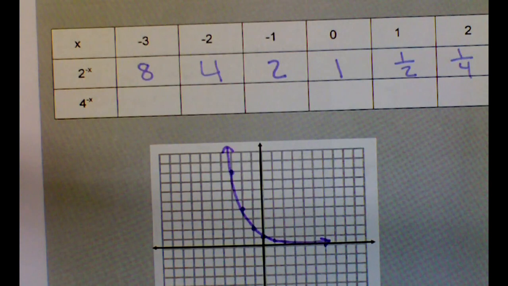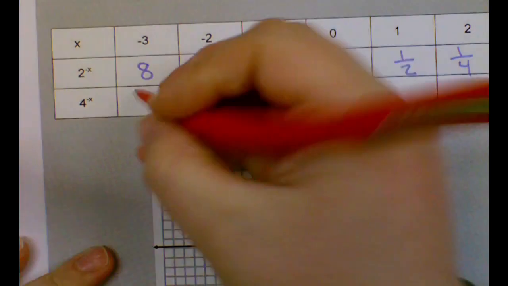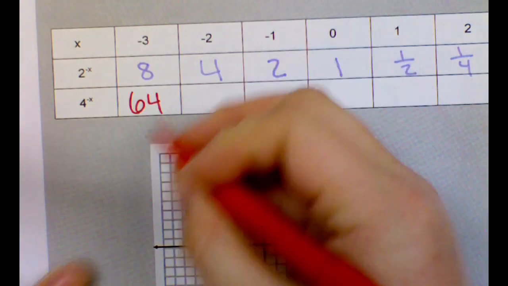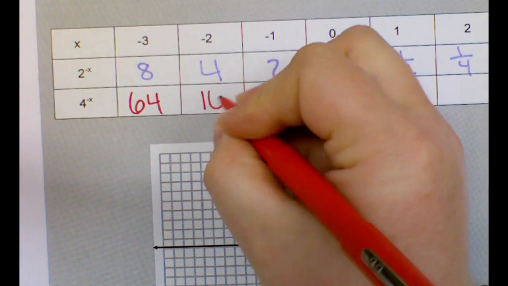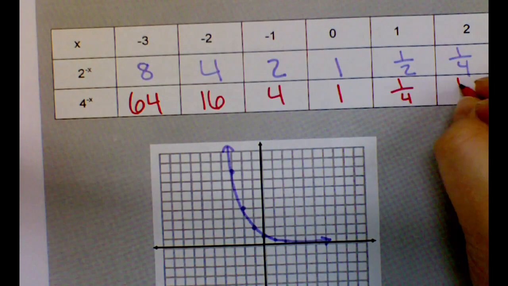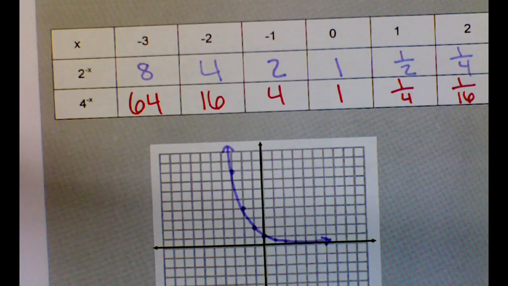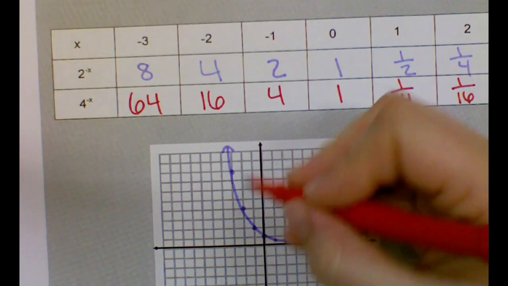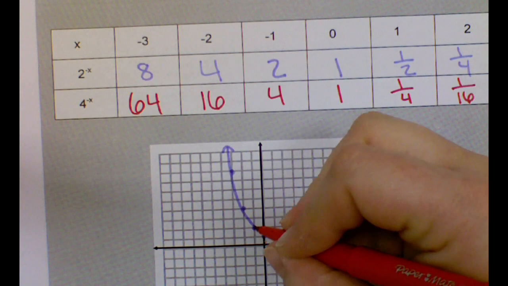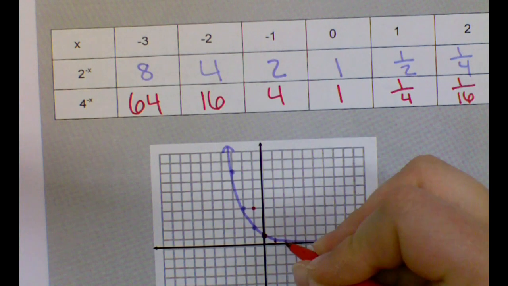And we'll do the same thing with 4 to the negative x power. 4 to the negative 3, 64. Double negative with 2 makes it 16. 4, 1, 1/4, 1/16. So obviously negative 2 I can't fit on my graph, but negative 1 I can. 0, 1, 2.